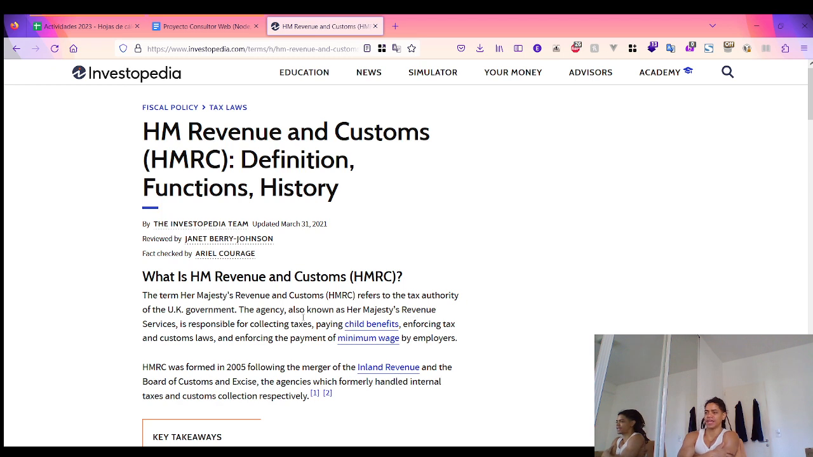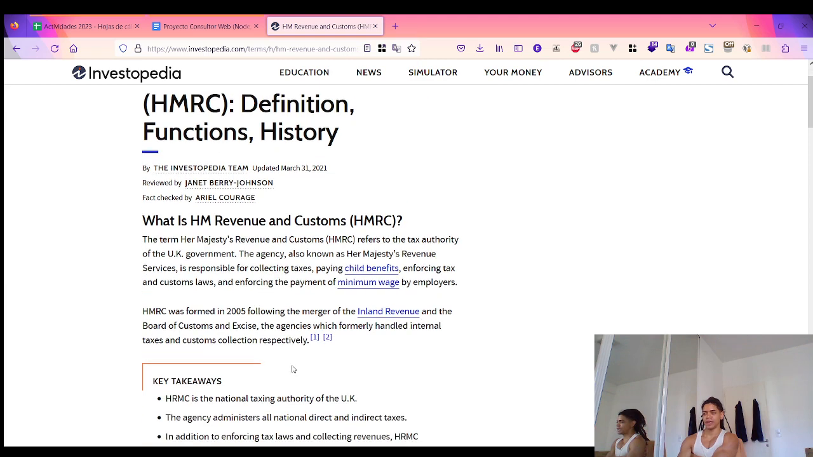Okay, it refers to the tax authority of the UK government. The agency, also known as Her Majesty's Revenue Service, is responsible for collecting tax, paying child benefits, enforcing tax and customs law, and enforcing the payment of minimum wage to employees. HMRC was founded in 2005 following the merger of the Inland Revenue and the Board of Customs and Excise, the agencies which formerly handled internal tax and customs collection respectively.